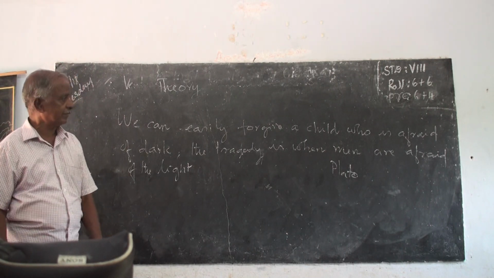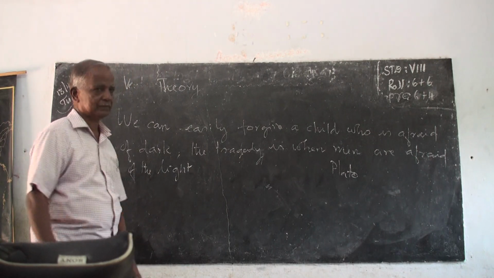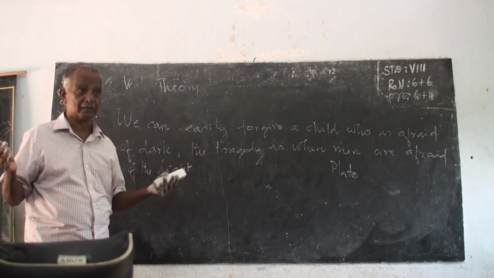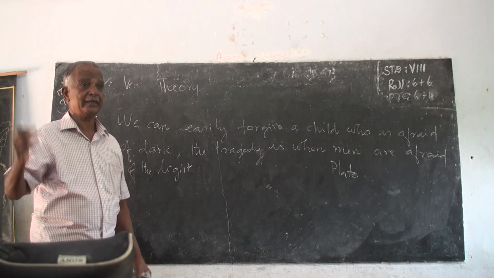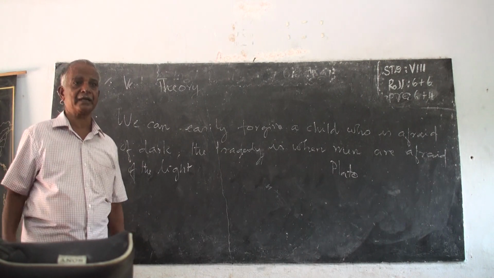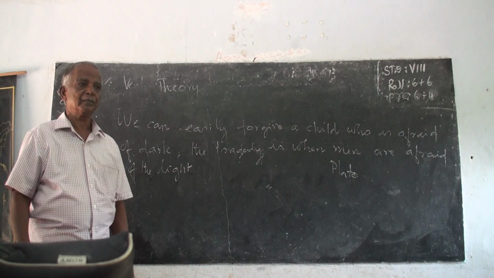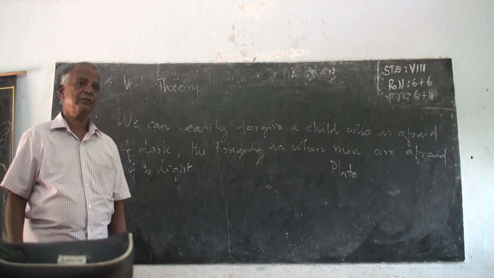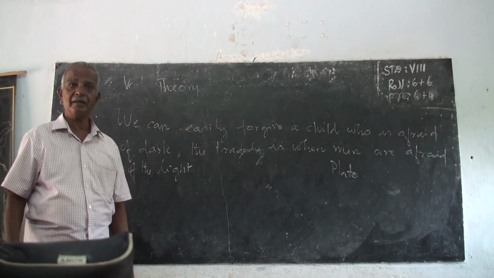You can easily forgive a child who is afraid of the dark. See, children will be afraid of the dark. If there is a child, they will go to the mother. That is the tendency of the children. But men should not be afraid of life. Men are afraid of life.